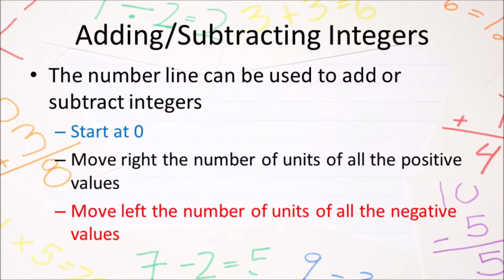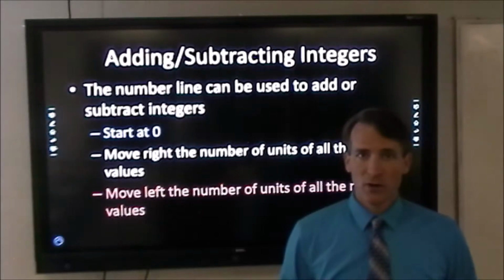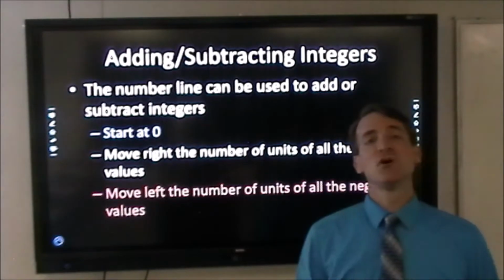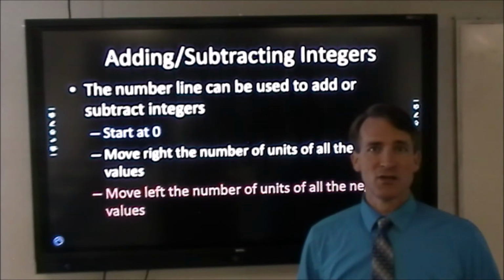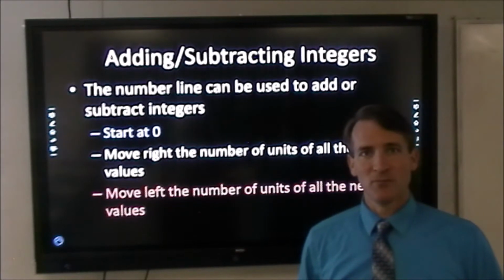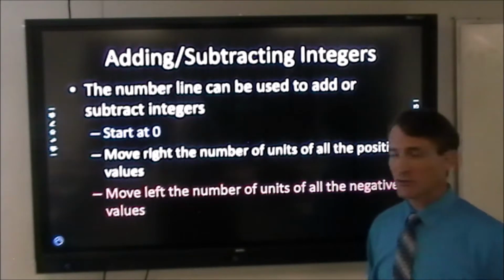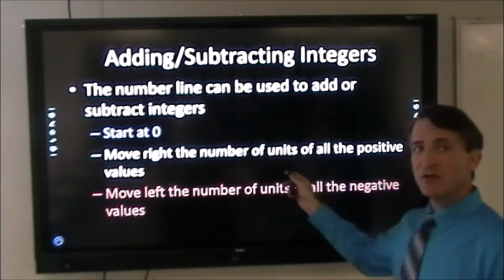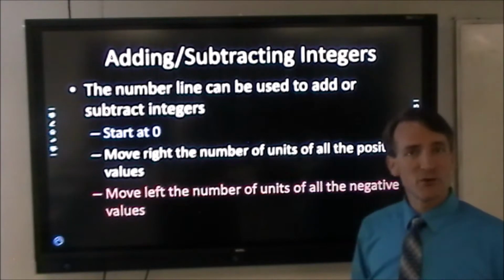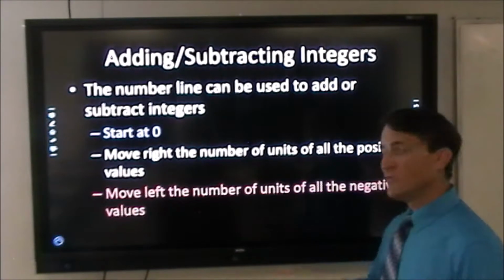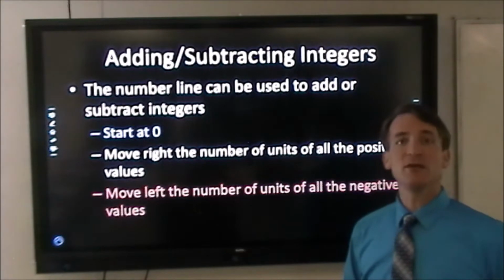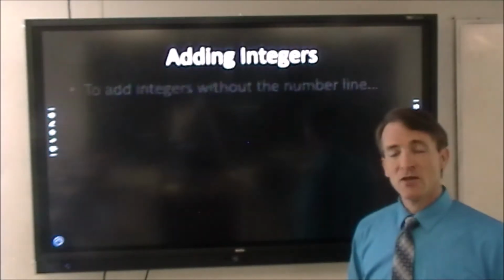We're going to move any of the negative values to the left. So if I'm at 13 right now, and then I see that I'm adding a negative 4, well, I'm going to need to move to the left 4 units because it's a negative number. So that would put me down to 9 as my final answer. So if they're positive and you're adding them, you move them to the right. If they're negative numbers that you're adding, you're moving to the left toward the negative end of the number line.